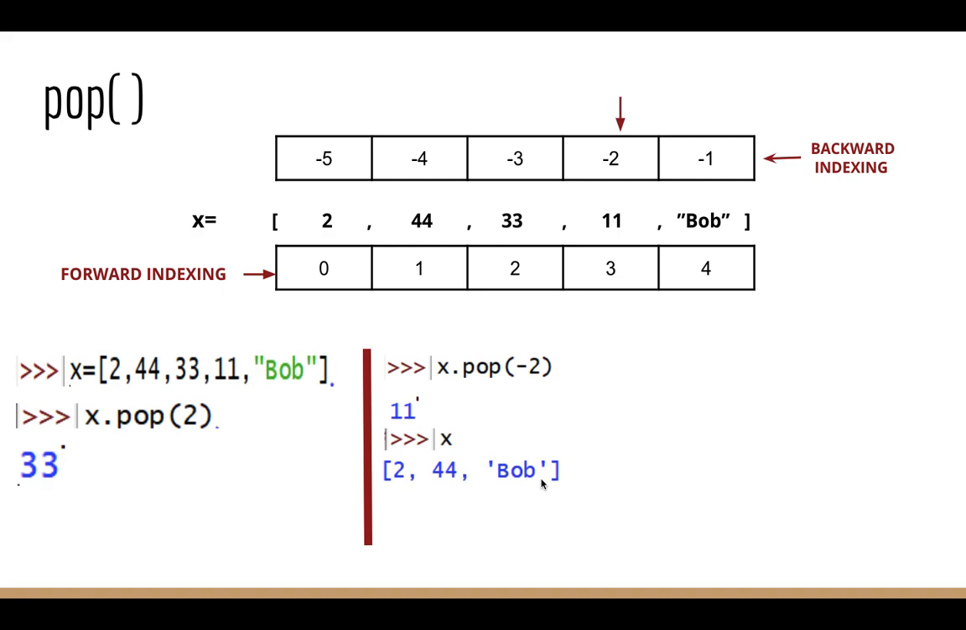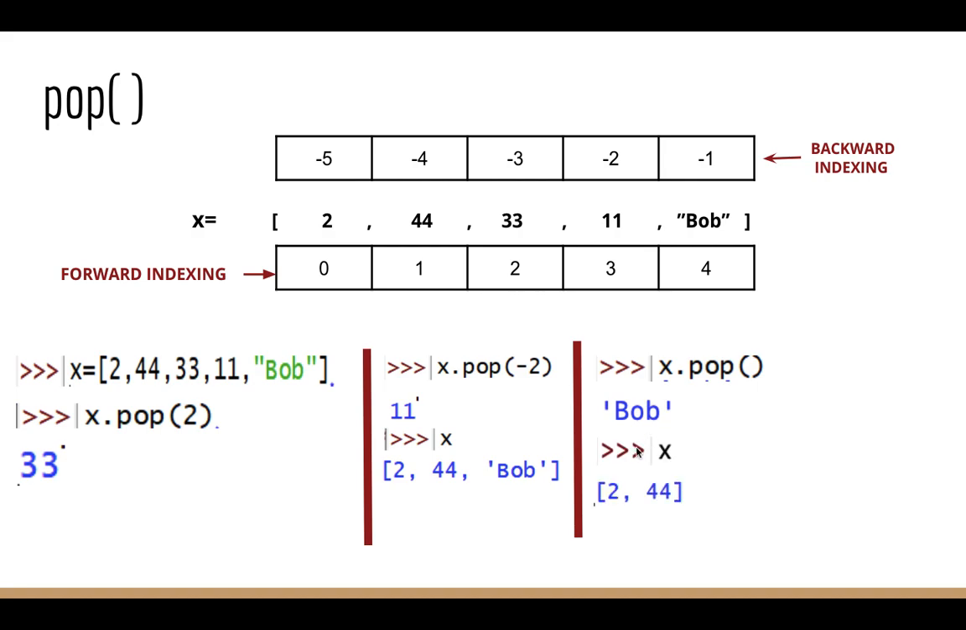Got it? Now if I type in x.pop, see here no index is passed. So what will it remove? It will simply remove the last item from the list. What is the last item from this list? It is Bob. So Bob will be removed from the list. So if I see the updated list again, it will be remaining with the values 22 and 44 only, because Bob has already been removed. So remember that if no index is passed, the last value will be removed. Here no index is passed, hence the last value is removed.